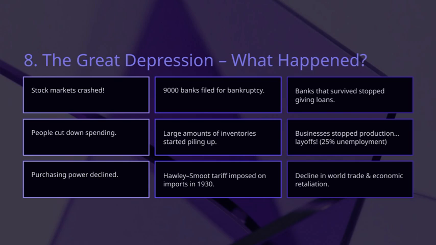Banks that managed to survive the initial shocks also stopped lending money, which meant less credit for businesses and consumers alike. This lack of credit further stifled economic activity. One of the policies that worsened the situation was the Hawley-Smoot tariff imposed in 1930, which increased tariffs on imports. While meant to protect domestic industries, it actually reduced international trade even more. At the same time, inventories started piling up because goods couldn't be sold, leading to excess supplies.